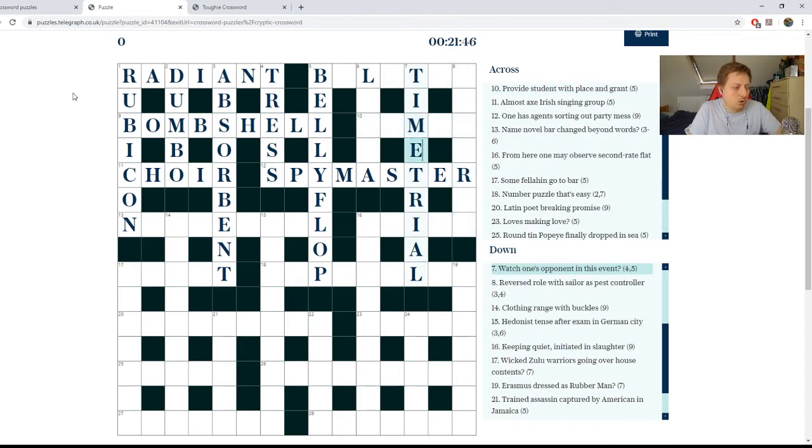Watch one's opponent in this event. Why is it time trial? That's obviously the event, yes. Watch. A watch is a timer. One's opponent. Oh, yeah.